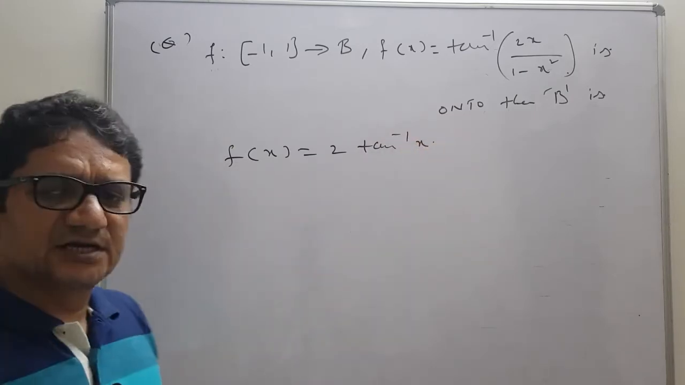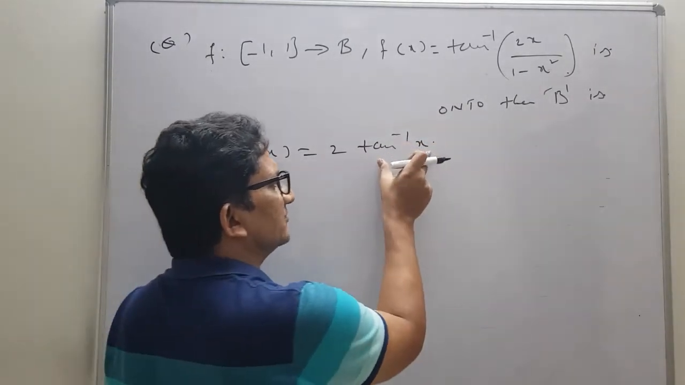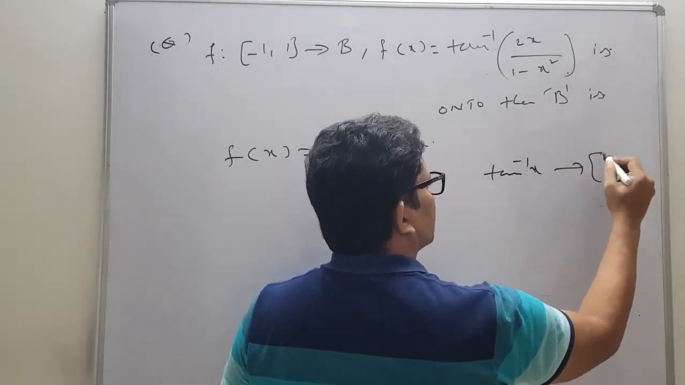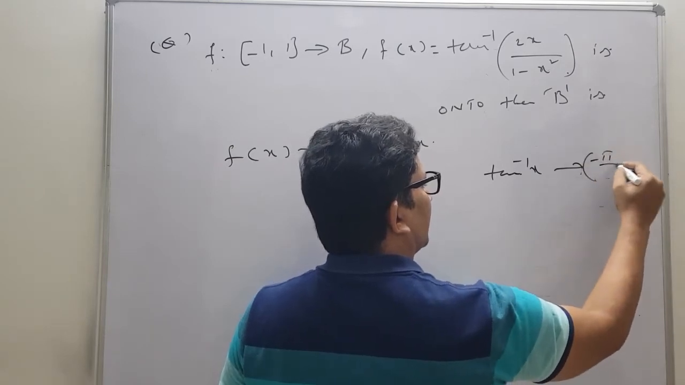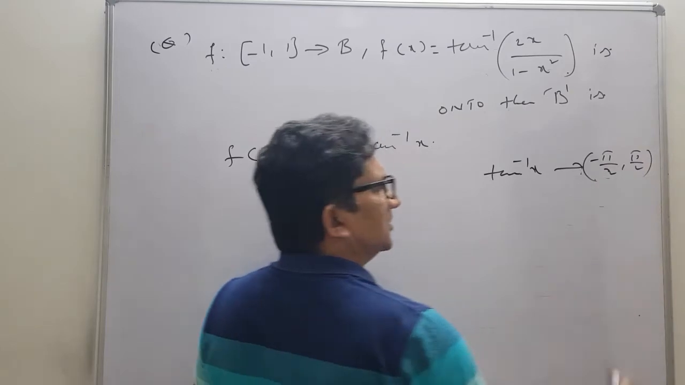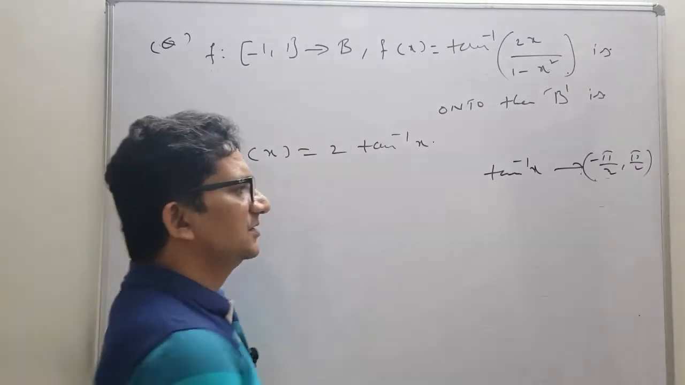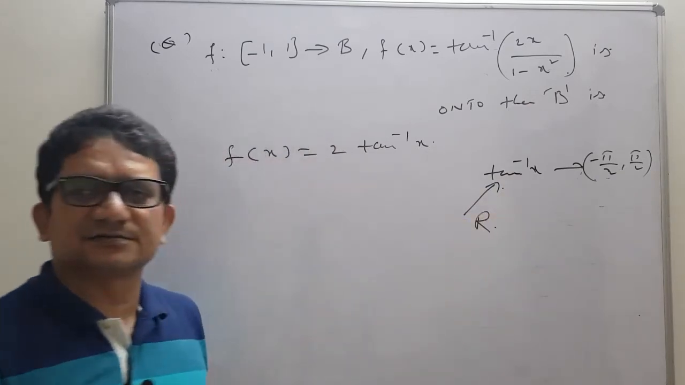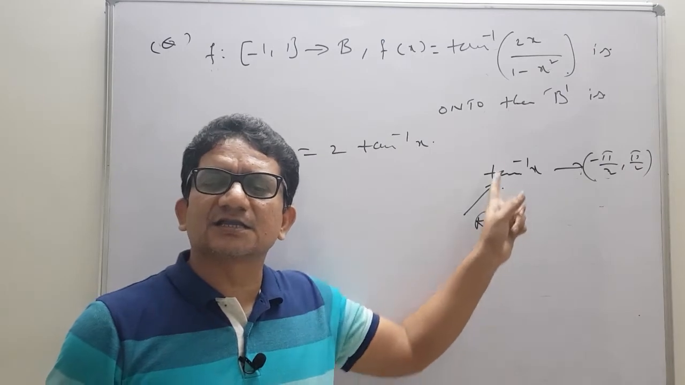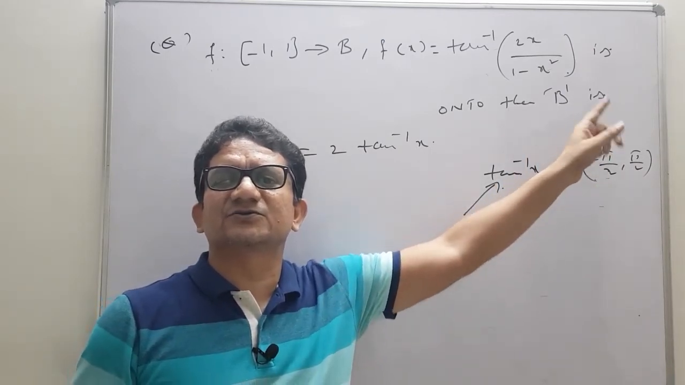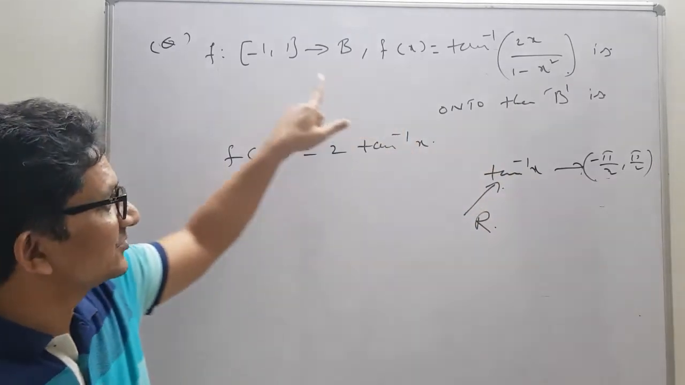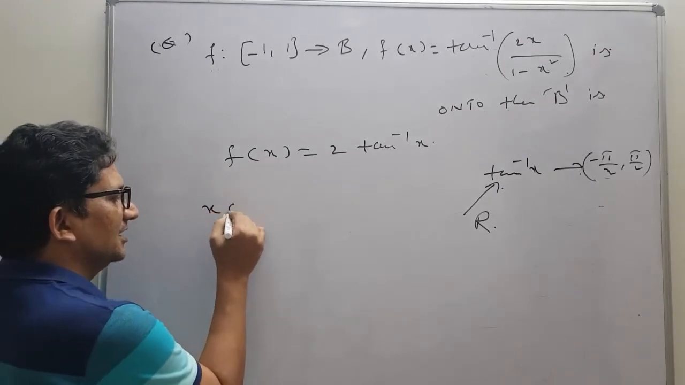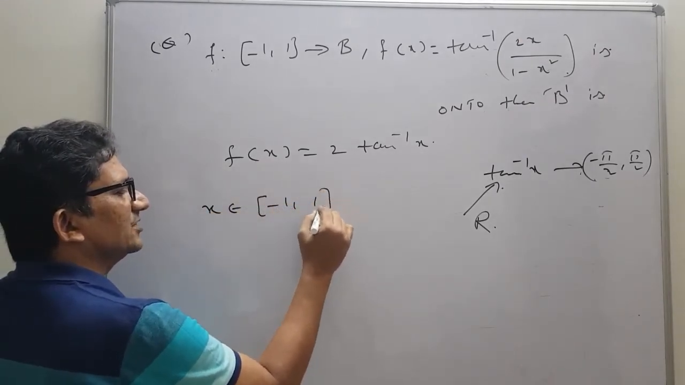So here tan inverse x, we know that its range is the open interval minus pi by 2 comma pi by 2. But this range comes when the domain is R. When the domain is R, the range of the tan inverse function is minus pi by 2 to pi by 2. But here the domain of the question is minus 1 comma 1. That means here x belongs to minus 1 comma 1.